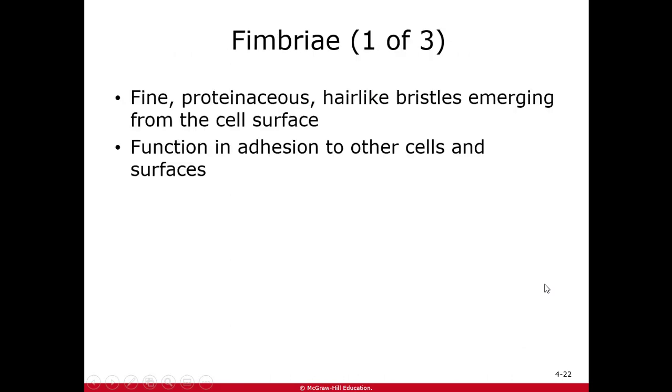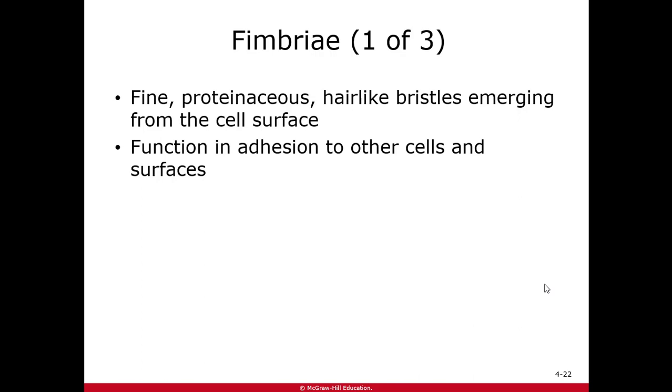Now, another external structure, and again, I'm going to skip ahead on some of the slides, is the fimbriae. They are little tiny hair-like bristles that come from the outside. If I had to compare them to something on a eukaryotic cell found in our body, I would say similar to cilia, as they're just shorter than flagella and kind of little hairy bristles on the outside, but they don't do what cilia does.